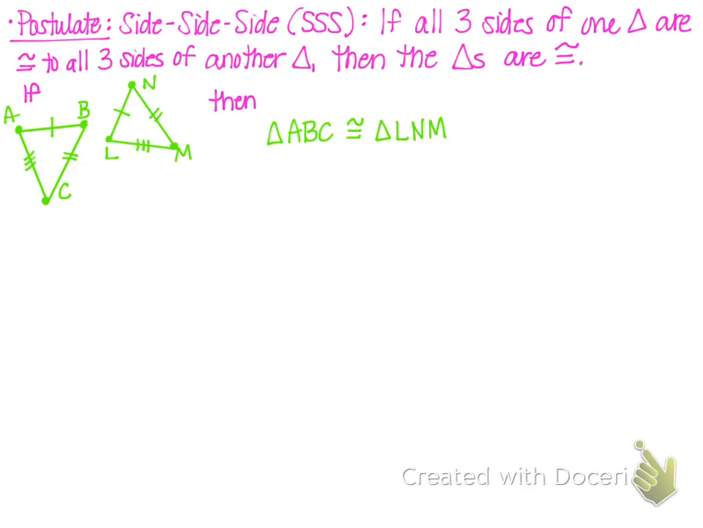Now remember, you got to be really specific about the order. If you go from A to B to C, we want to go, what matches up with A? A is between the 1 tick mark and the 3 tick mark. So if we look at the other one, the one that's between 1 and 3 is L. So we're going to start with L. Then we go to N and to M. So there's our triangle congruent statement based on this picture.